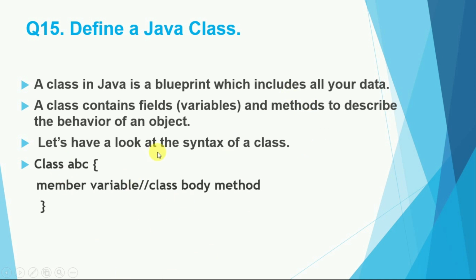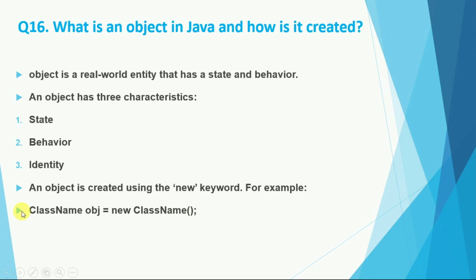If we talk about the basic syntax, we only need to use the class keyword and a user defined class name, and whatever members, variables and methods you want, you can include in this class. So a class is simply a blueprint which can include all your data. Now, if we talk about an object in Java and how it is created, an object is a real world entity which includes state and behavior. An object has basically 3 characteristics: first is state, then behavior, then identity.